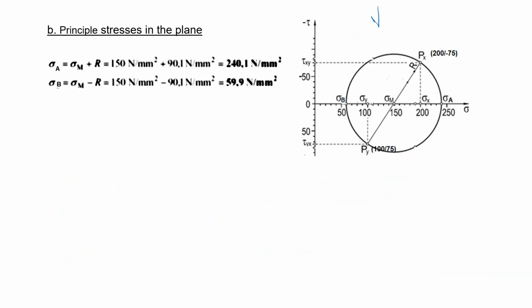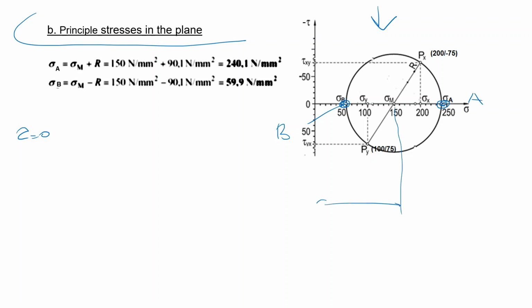Now we have our Mohr circle. First question, principal stresses in the plane. Principal stresses are on planes where tau is 0 and the values of the stresses are maximum and minimum. These are the two points, B and A. How do you find the values? We know that this is 75. That one is your radius, and the radius was determined as 90.1.